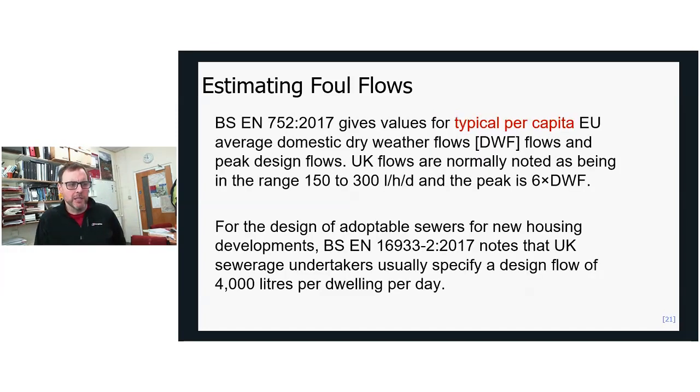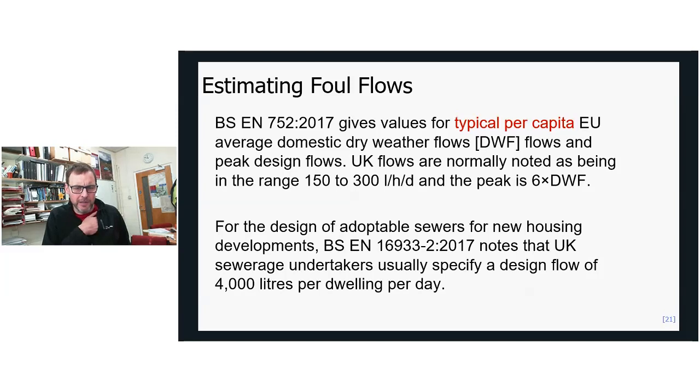So BS EN 752:2017, which should be on Vision, gives values for typical per capita average use. UK flows are normally noted as being 150 to 300 litres per head per day, and the peak is 6 times dry weather flow. For design of adoptable sewers for new housing, BS EN 16933 notes that UK sewage undertakers usually specify a design flow of 4,000 litres per dwelling per day.